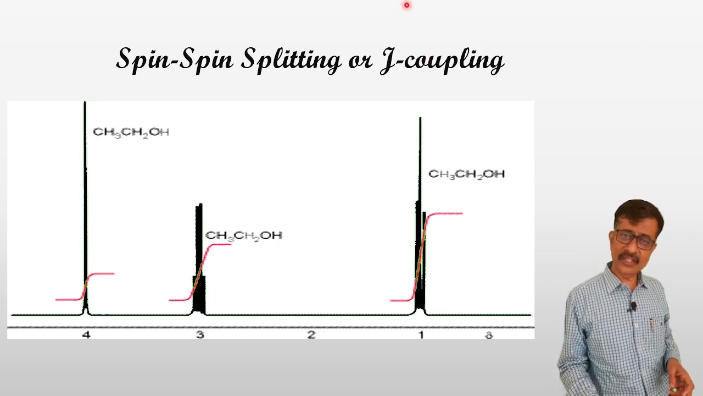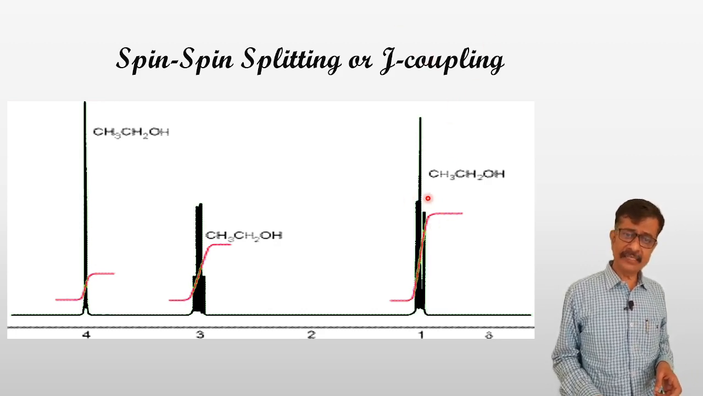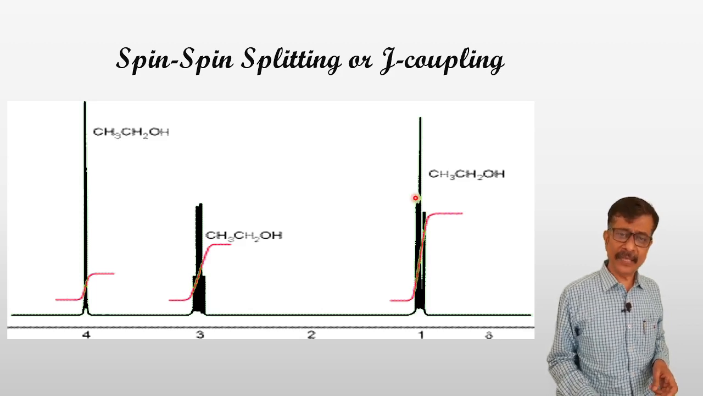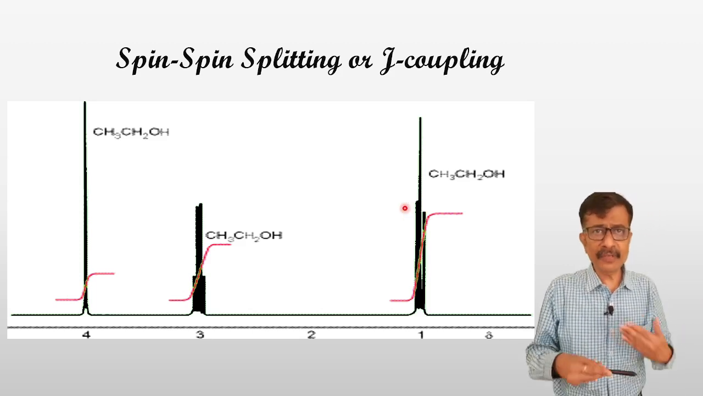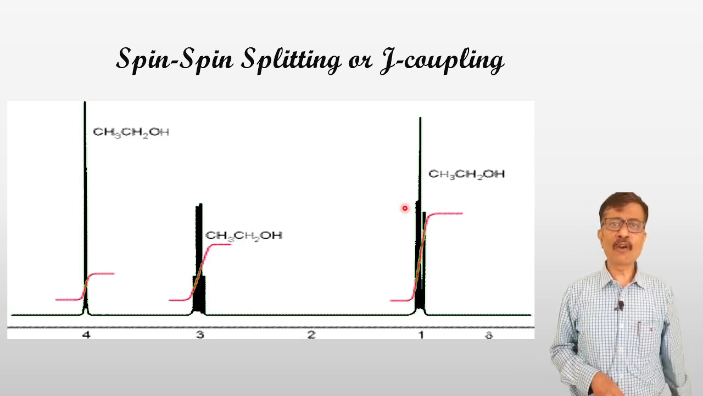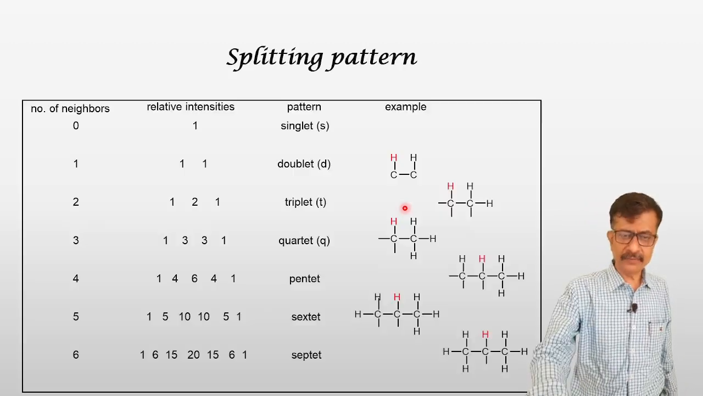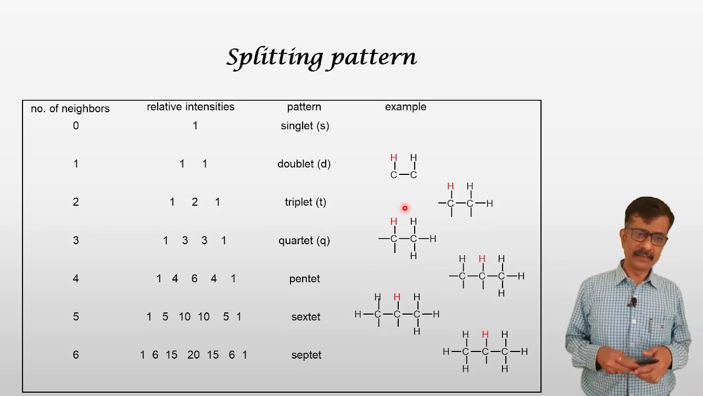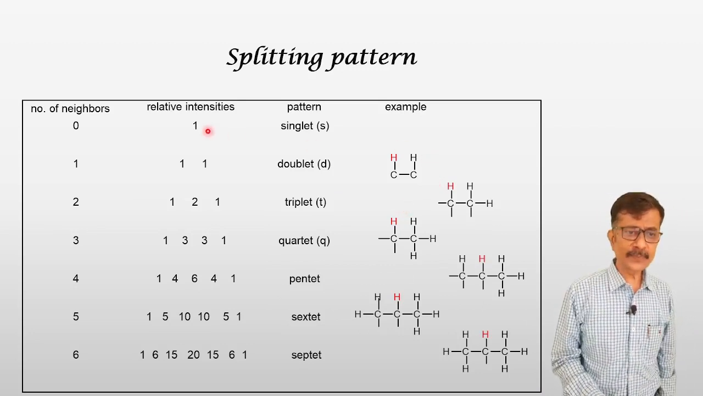So this is the J value: the spacing distance between the split peaks, in hertz, frequency units, known as the spin-spin splitting constant, or J value. Now, how does the splitting take place? The splitting takes place as per this.